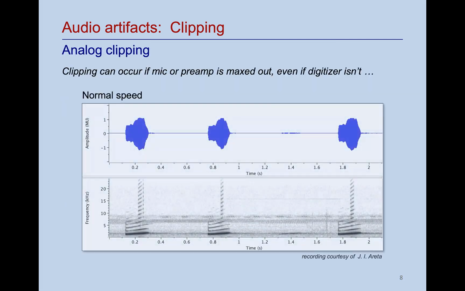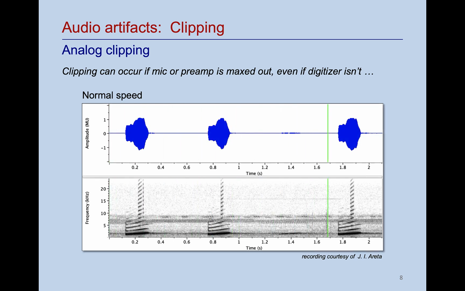Although digital clipping is the most commonly encountered type of clipping, clipping can also occur if the mic or preamp is maxed out, even if the digitizer isn't. Clipping at the microphone or preamp is called analog clipping. Here's an example of analog clipping in a recording of a South American frog. Let's listen to this. In order to see and hear better what's going on in this recording, I'm now going to zoom in on just the first of these 3 notes from this little frog.